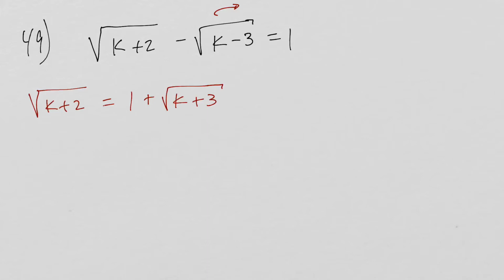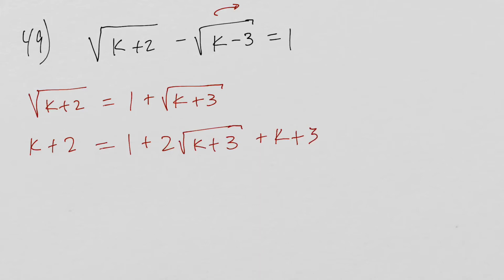Now I'm going to square each side. When I square the left, that's super easy, k plus 2. When I square the right, I have a binomial. This 1 is my first term in it. This root k plus 3 is a second term in my binomial. Remember, the shortcut is the first item squared, twice the product of the two items. The product of the two items is 1 times root k plus 3, so twice that is 2 times root k plus 3. And finally, the last item squared. This squared is just getting rid of the radical, so it's plus k plus 3.